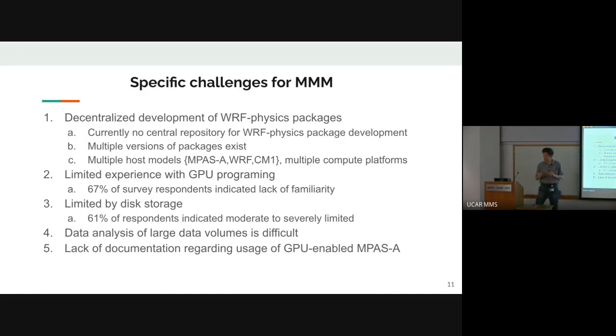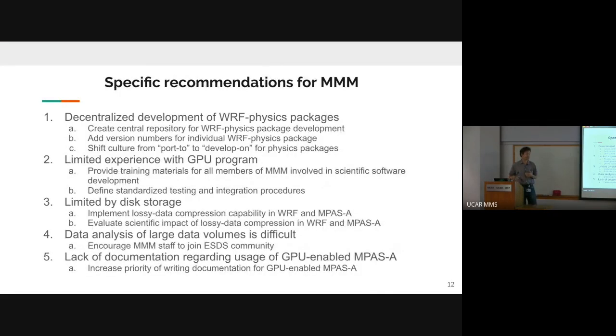And then some recommendations. Again, I want this to be a conversation, and this is a starting point. Create a centralized repository for warp physics package development. I think that's underway, and it's already being done. Add version numbers for the individual physics packages. We need to know that a particular microphysics is version 7, so that you can know CM1 and WRF use version 7.